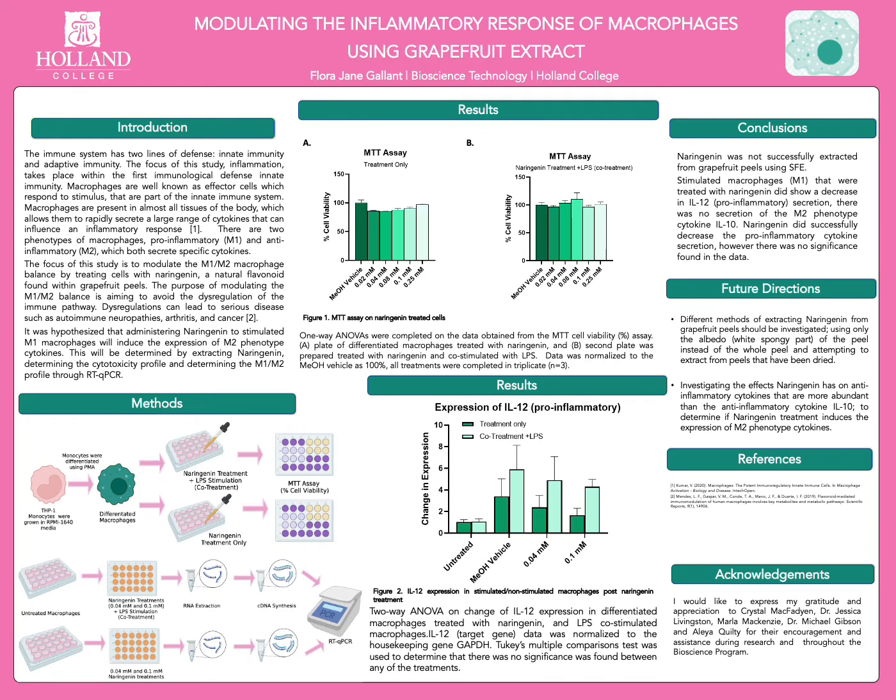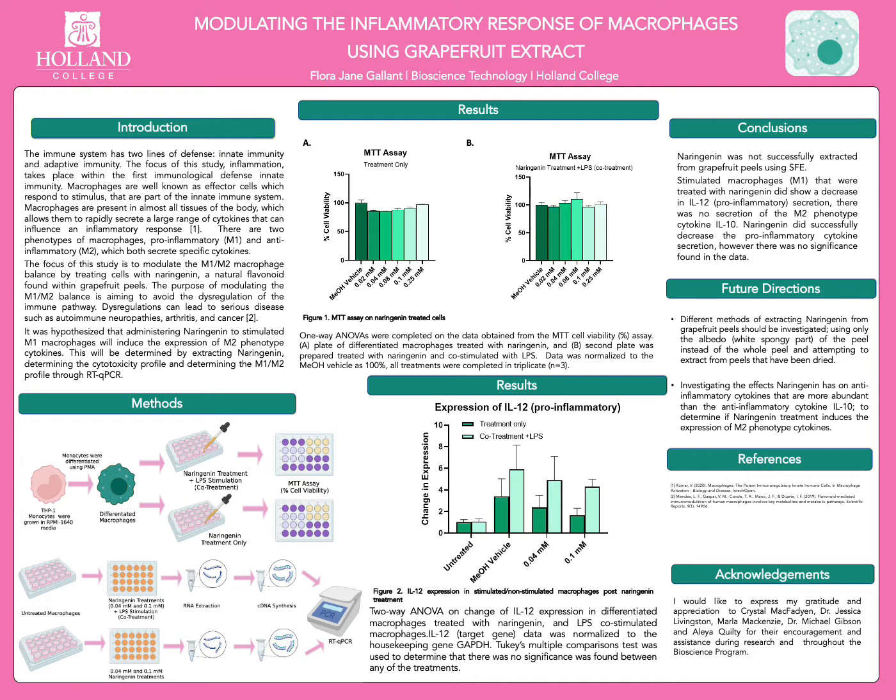The immune system has two lines of defense: innate immunity and adaptive immunity. The focus of this study, inflammation, takes place within the first immunological defense, innate immunity. Macrophages are well known as effector cells, which respond to stimulus and are part of the innate immune system. Macrophages are present in almost all tissues of the body. This allows them to rapidly secrete a large range of cytokines that can influence an inflammatory response.